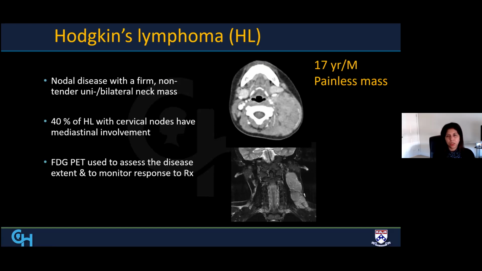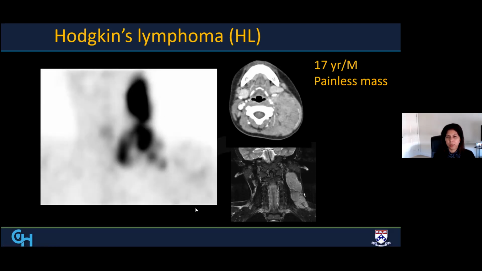lymphadenopathy. So Hodgkin's typically presents with a firm, non-tender, painless neck mass. It's usually unilateral, but can be bilateral, and can involve not just the cervical but also the mediastinal lymph nodes and lymph node groups below the diaphragm. And we use FDG PET to assess the disease extent and to monitor the response to treatment.